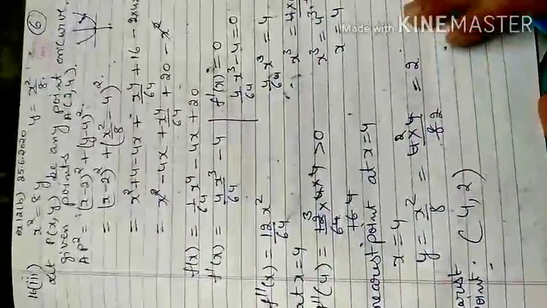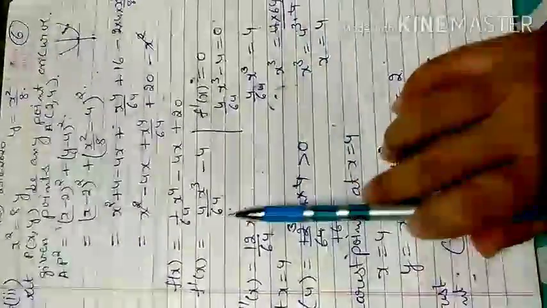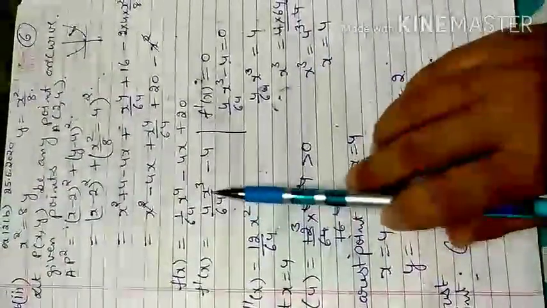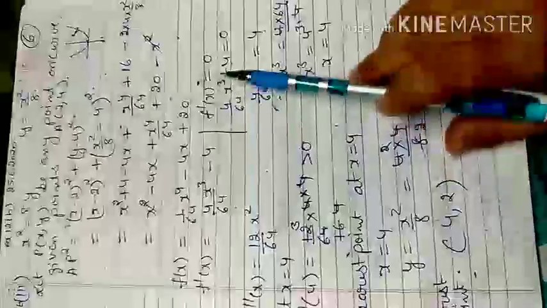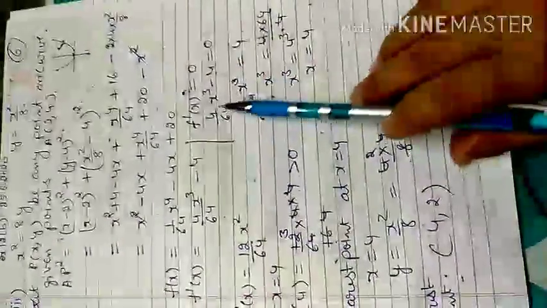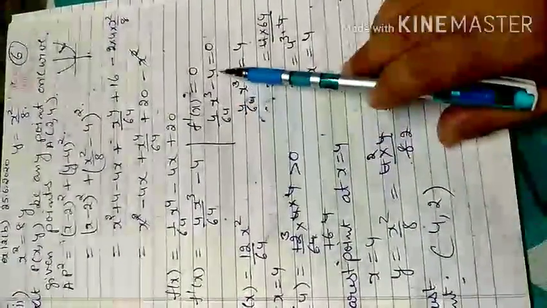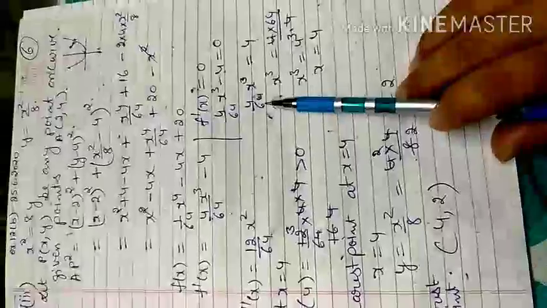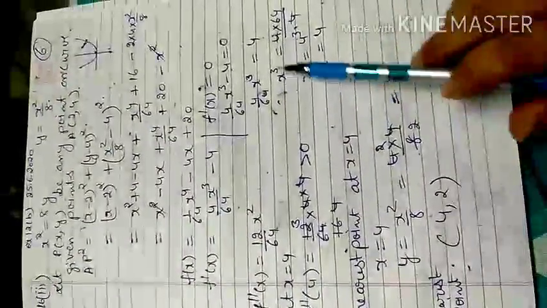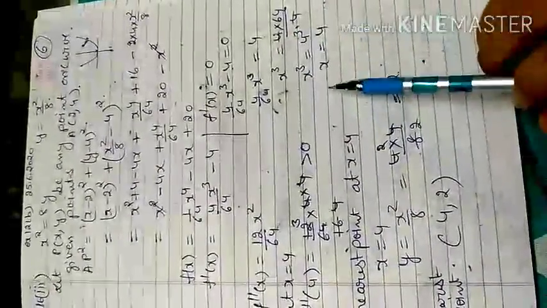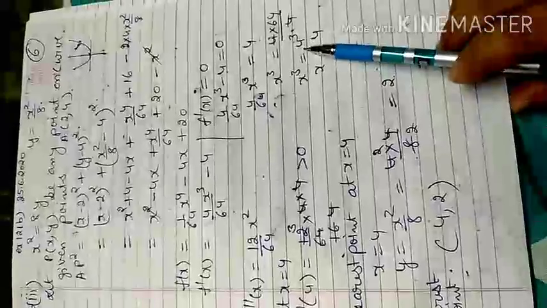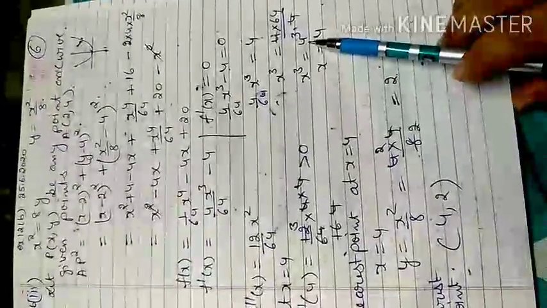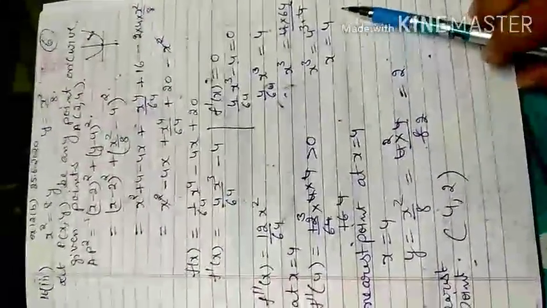Now you have to go with the first derivative. The first derivative gives you 4 by 64 x cube minus 4. Then f dash x is equal to 0. 4 by 64 x cube minus 4 is equal to 0. 4 by 64 x cube is equal to 4. x cube is equal to 4 into 64 by 4, which gives me 64. 64 is the cube of 4 and x is equal to 4.